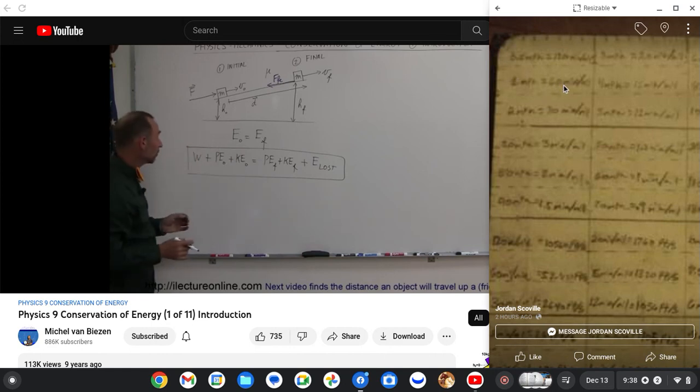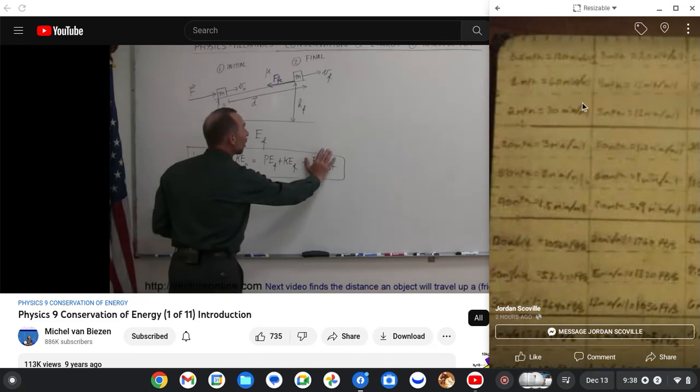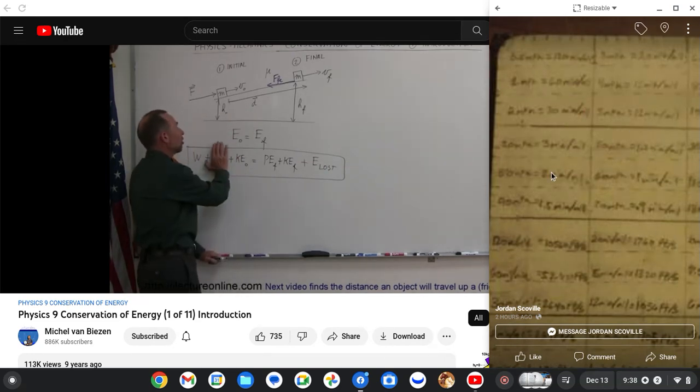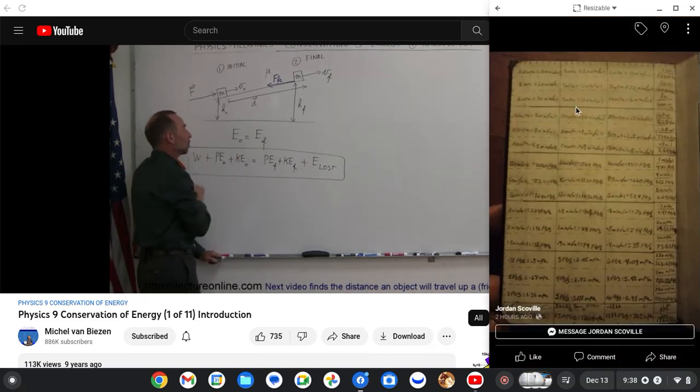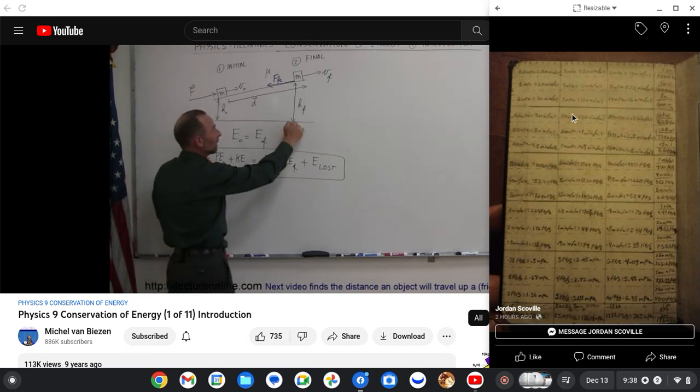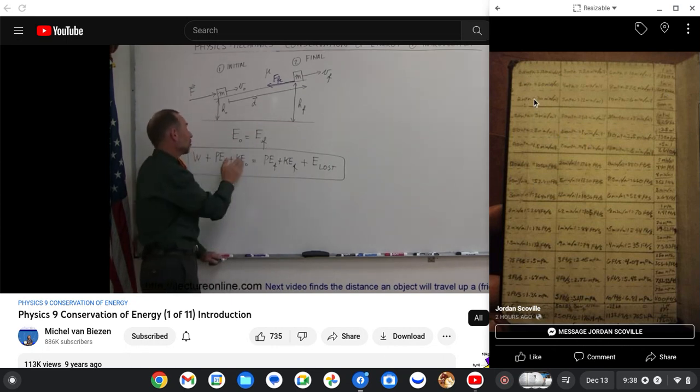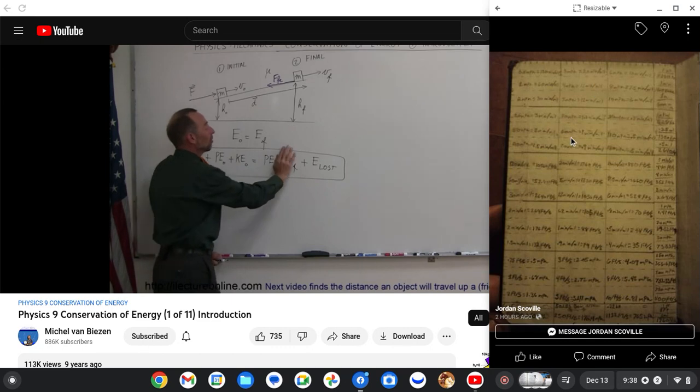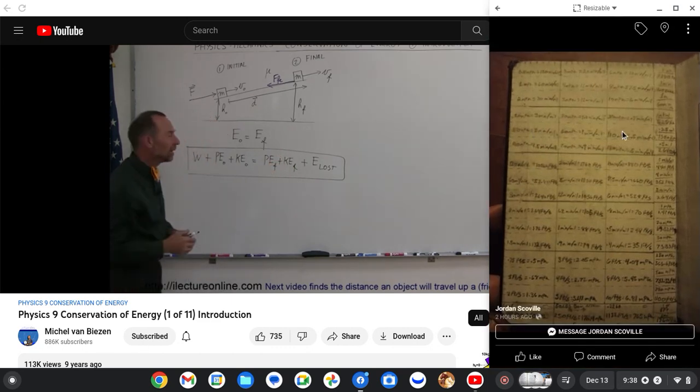Now, it turns out that we don't always have work put into the system. We don't always have energy lost. We may have zero potential energy initially if it starts off from the ground, or it may have zero potential energy when it ends on the ground. Or maybe when it starts out, it's not moving, or when it's finished, it's not moving. So you can see that in such a way.